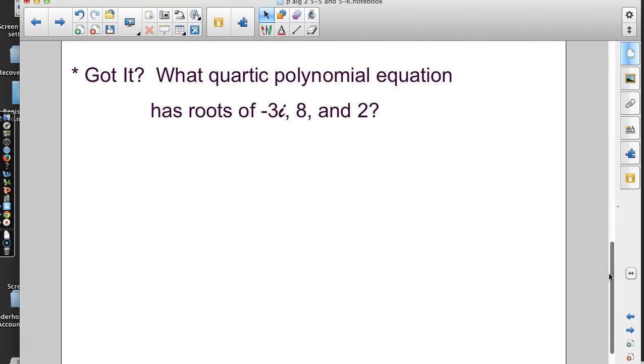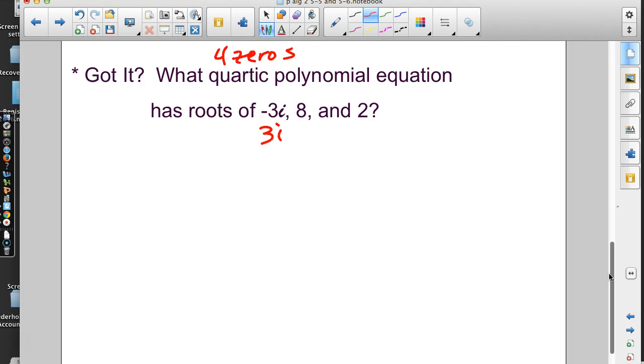All right, everybody, it says quartic polynomial. What does that mean to you? 4 zeros. What quartic polynomial equation has roots of negative 3i, 8, and 2? I think we're short one. What's the other one? If these are the 3 zeros they gave us, what's the other one? Positive 3i.